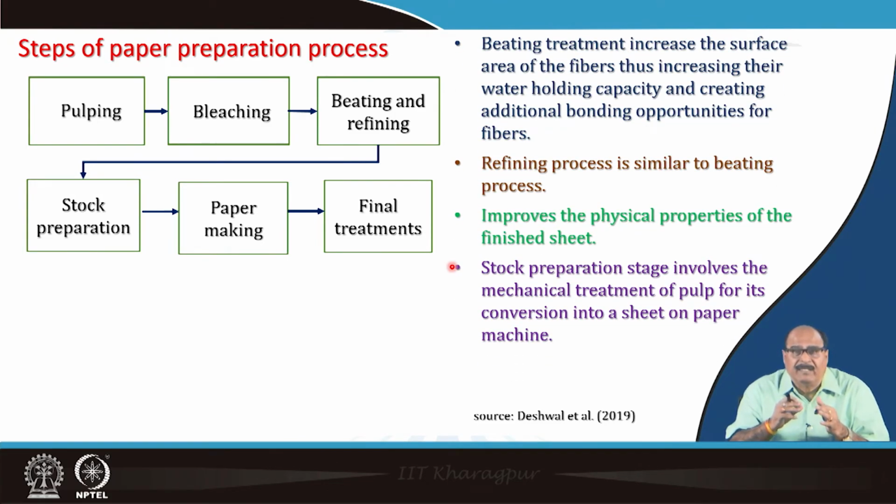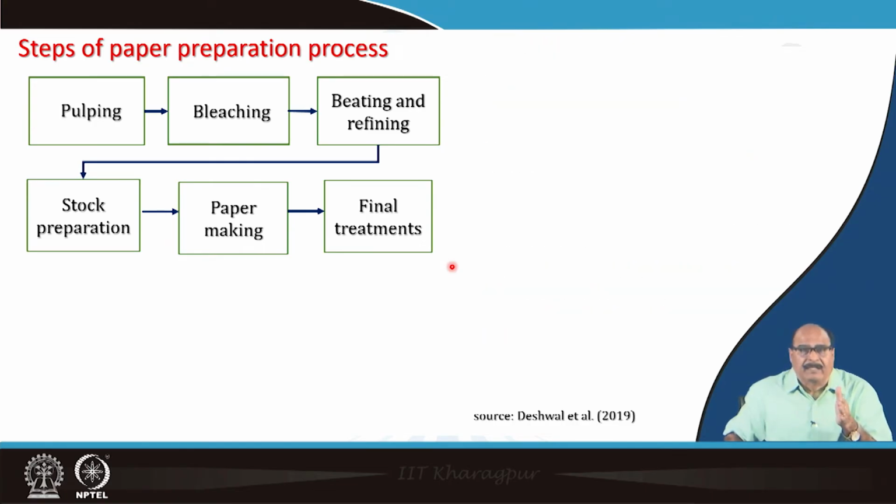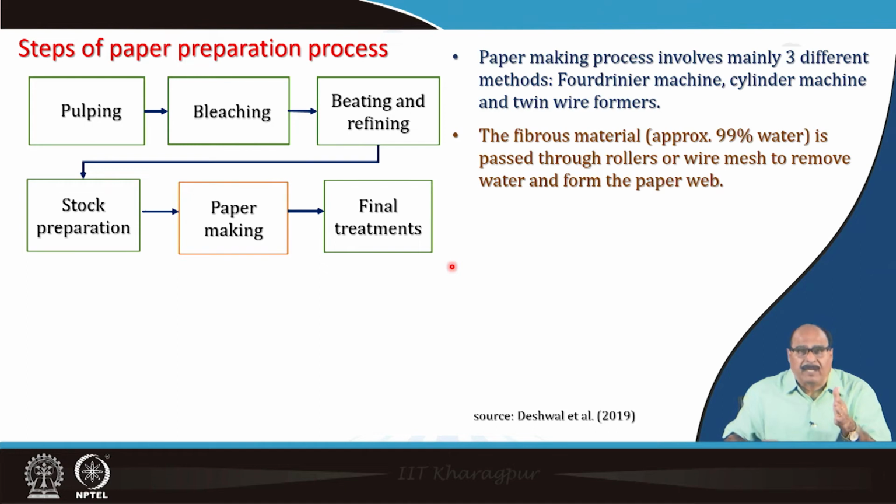Beating treatment increases the surface area of the fibers, thus increasing their water holding capacity and creating additional bonding opportunities for the fibers. Refining process is similar to beating process. It improves the physical properties of the finished sheet. And finally, the stock preparation includes the mechanical treatment of the pulp for its conversion into a sheet on paper machine. Okay. And finally, it comes to the final paper making and final treatment.